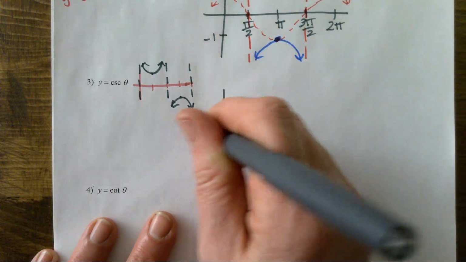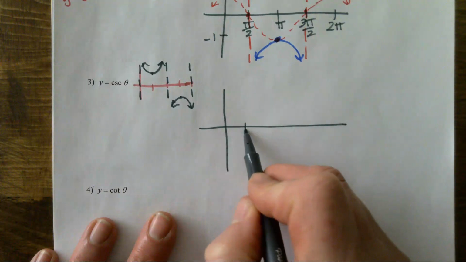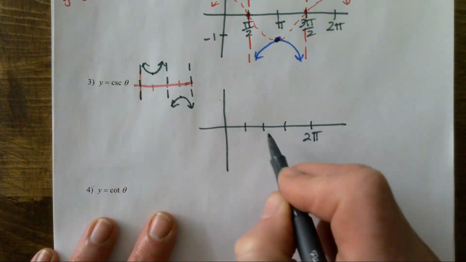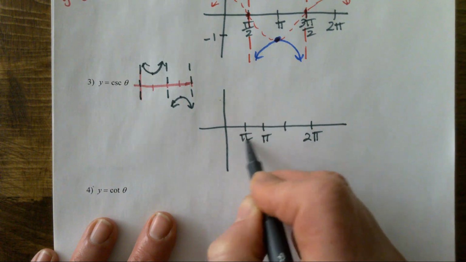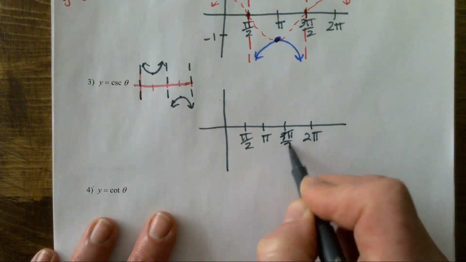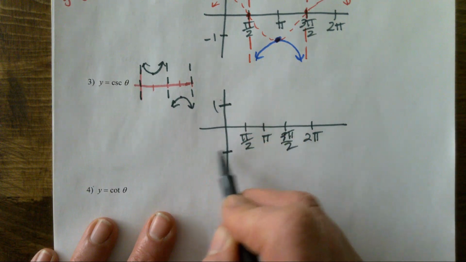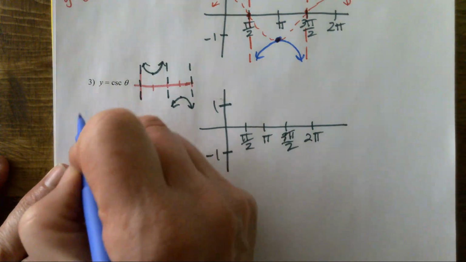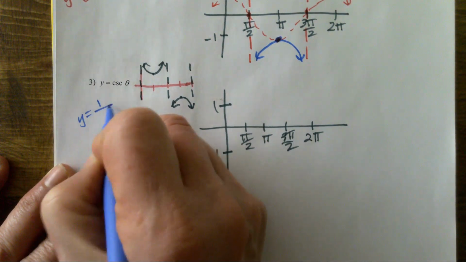So again, 1, 2, 3, 4. Nothing done to my angle. So 2 pi and pi over 2, 3 pi over 2, 1, and negative 1. Cosecant is 1 over the sine.